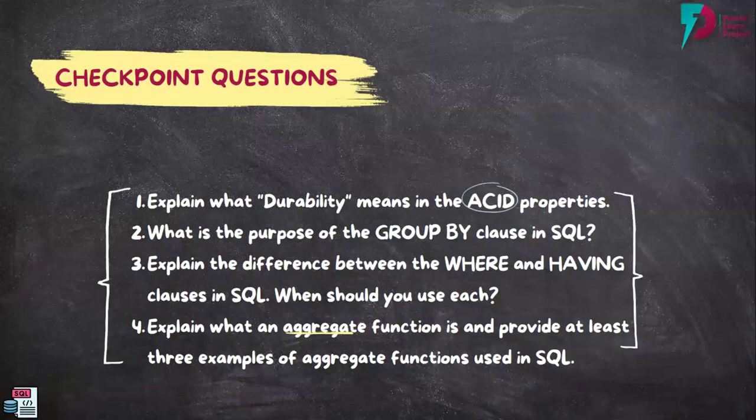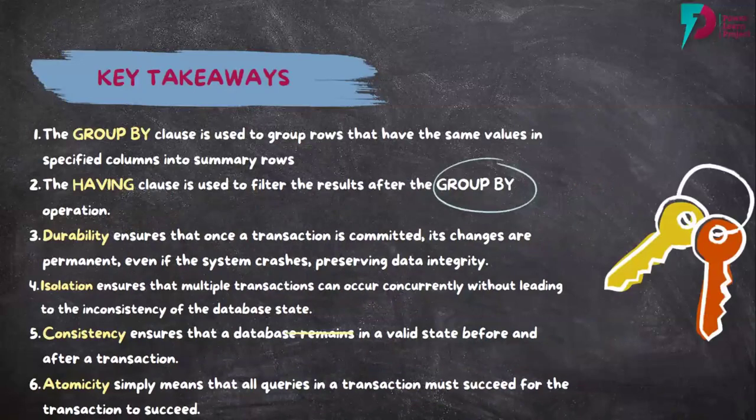All right, Lucy, read for us the key takeaways as we finalize. Number 1, the group by clause is used to group rows that have the same values in specified columns into summary rows. Point 2, the having clause is used to filter the results after the group by operation.